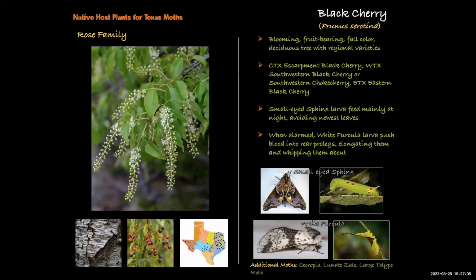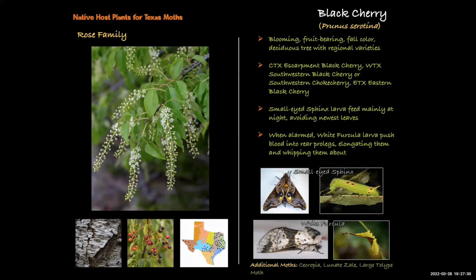I mentioned black cherry a minute ago. This is one of our favorite plants. It's a wonderful tree. It has fruit in the fall. It has yellow color in the fall. It's a deciduous tree. It blooms beautifully in the spring, has gorgeous silvery bark. And there are 3 different regional varieties, depending on whether you're in Central Texas, West Texas, or East Texas.